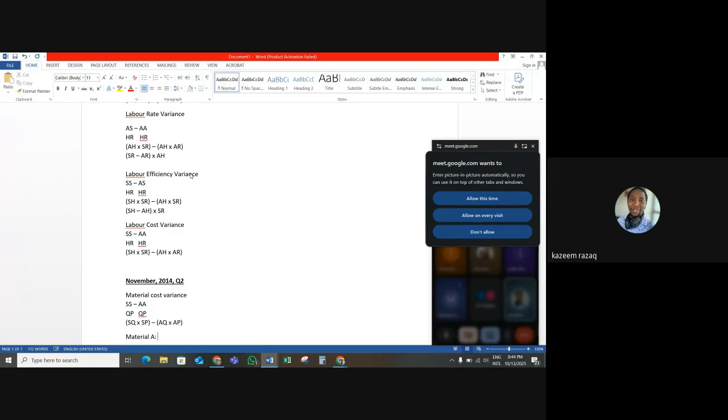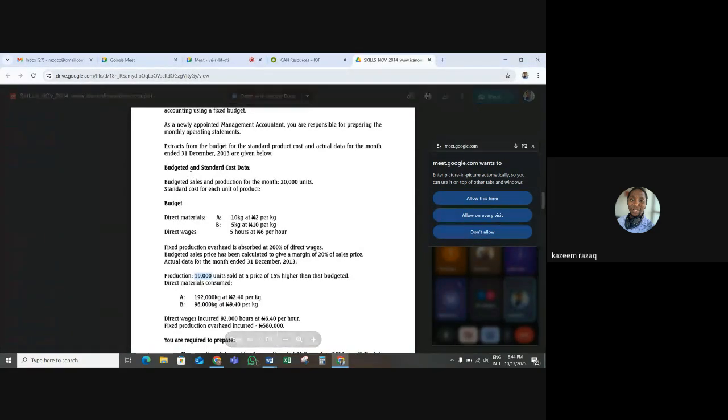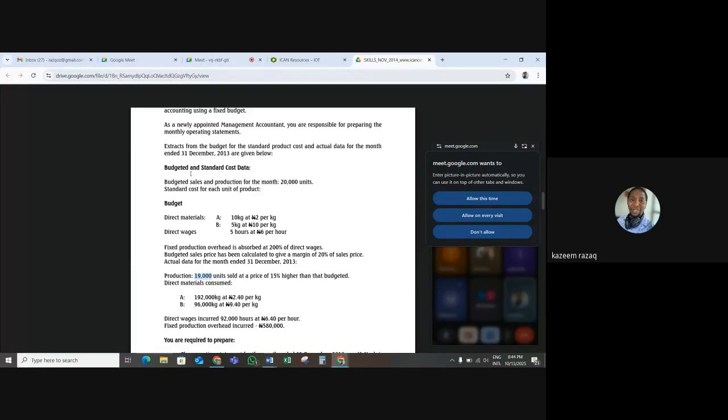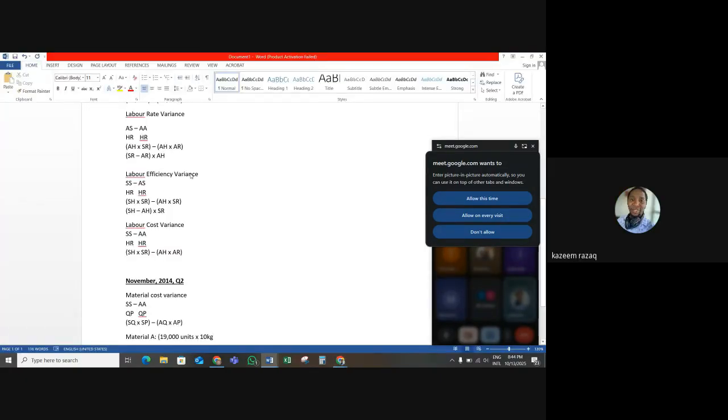For material A now, what's my standard quantity? Standard quantity is the quantity that will produce 19,000 units. So it means my standard quantity will now be 19,000 units multiplied by 10 kg. Am I right? Standard quantity is 19,000 units multiplied by 10 kg. 10 kg will give me 1 unit. So if I'm producing 19,000 units, it will be 10 kg times 19,000. That will give me 190,000.